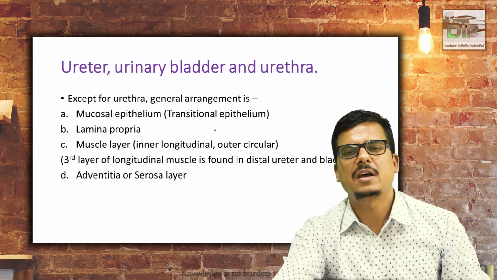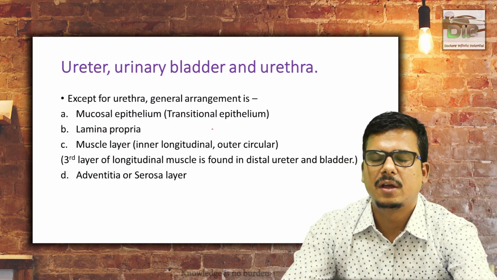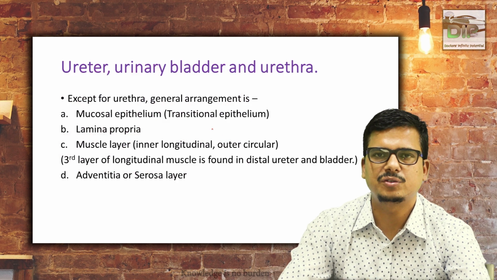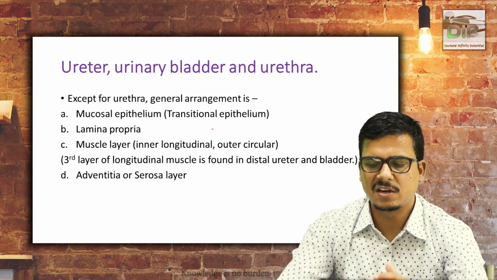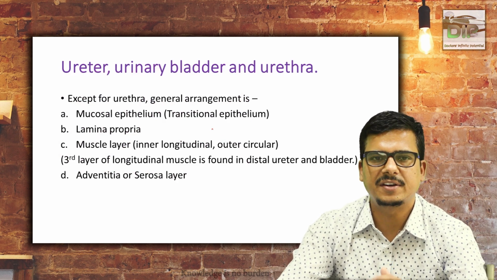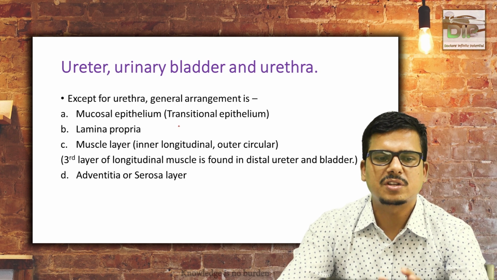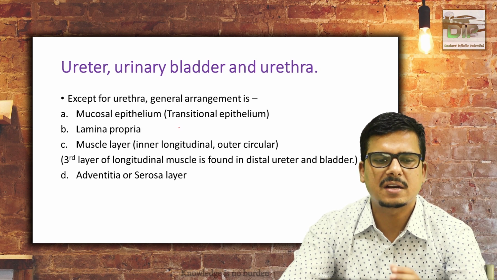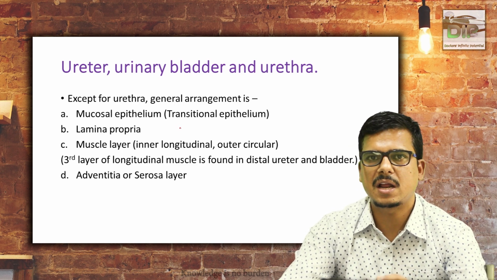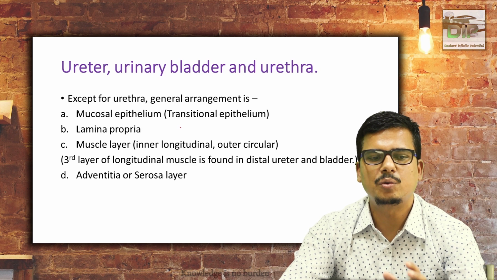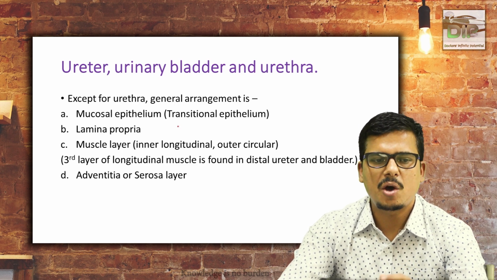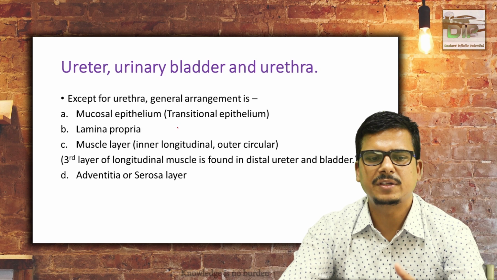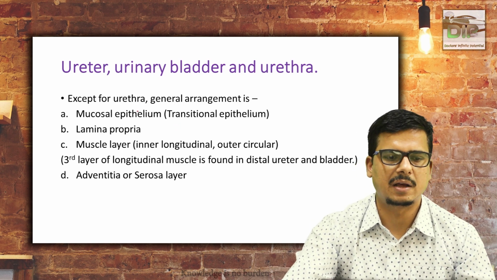So we have finished the histological section of the nephrons. We started from the renal corpuscles and came to the collecting duct. Now the distal portion of the collecting duct opens into the tip of the renal papilla, where the minor calyces start, and minor calyces form the major calyces, and major calyces form the renal pelvis, through which the ureter starts. So now we are going to see the histological section of the ureter, urinary bladder and urethra.